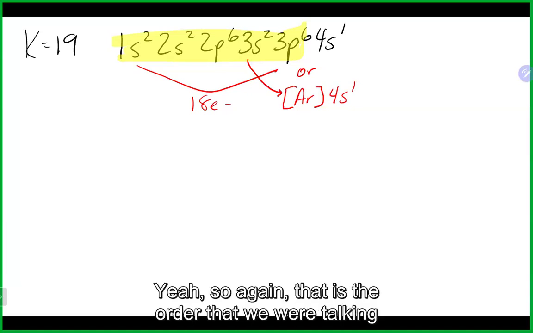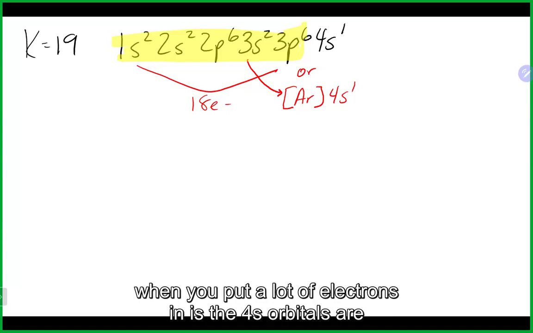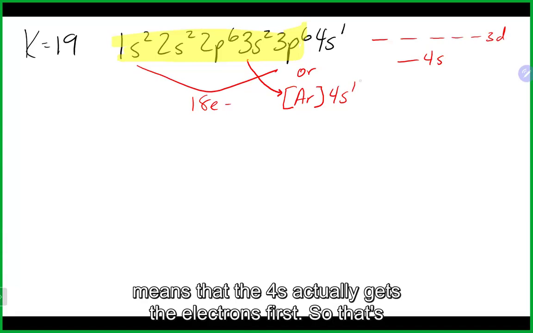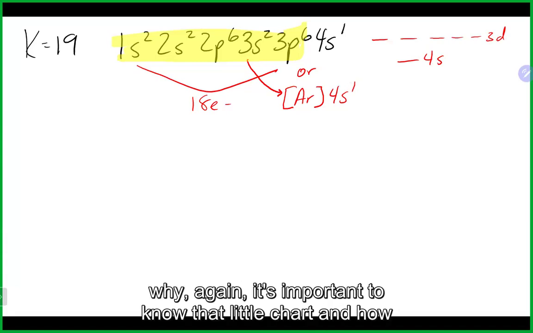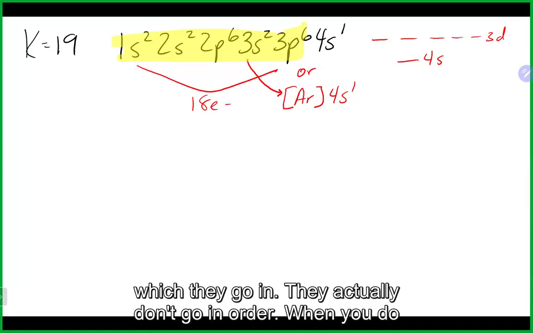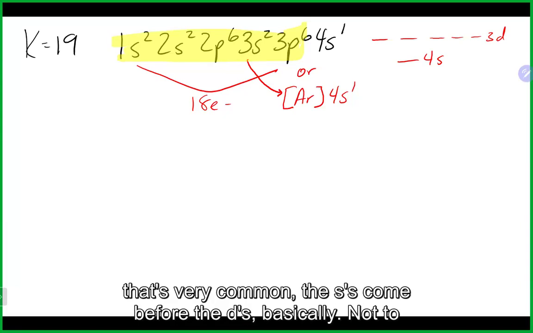Question? Yeah, so again, that is the order that we were talking about where you make that chart. What actually happens when you put a lot of electrons in is the 4s orbitals are actually lower in energy than the 3d orbitals, and that means that the 4s actually gets the electrons first. So that's why, again, it's important to know that little chart and how to make it, because that will give you the correct order at which they go in. They actually don't go in order when you do filling order like we're doing electron configuration. And that's very common. The S's come before the D's, basically.